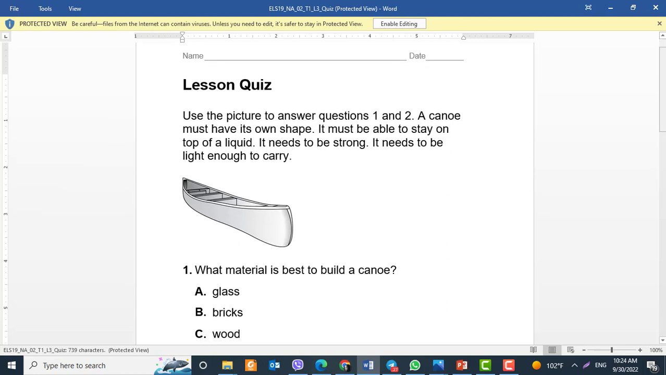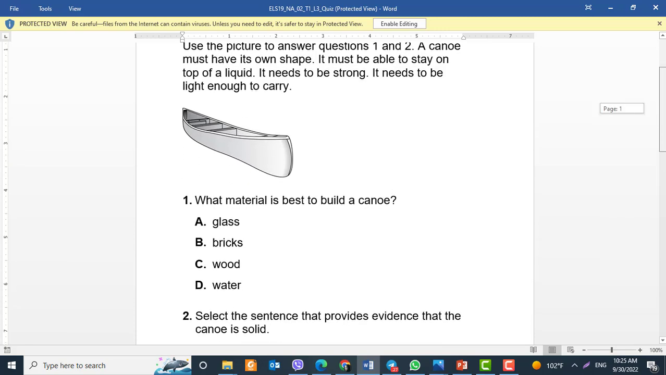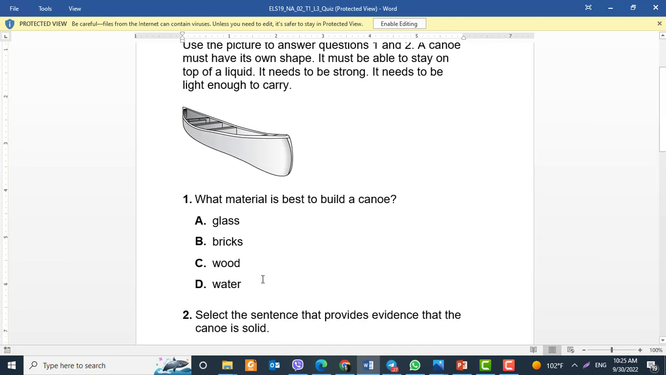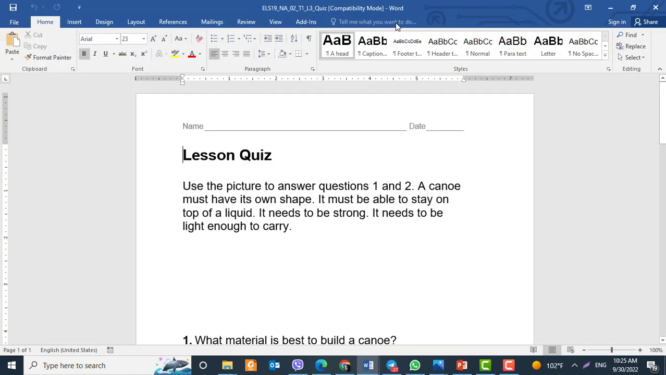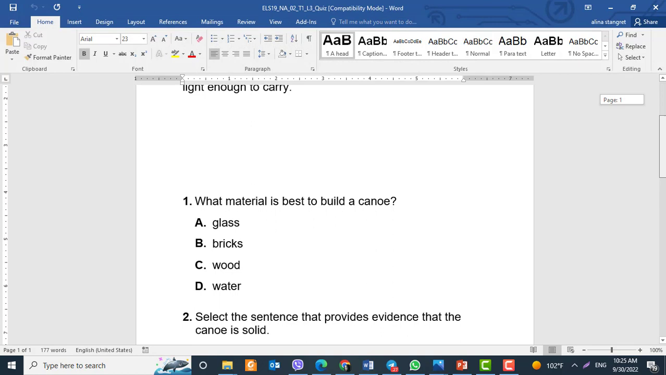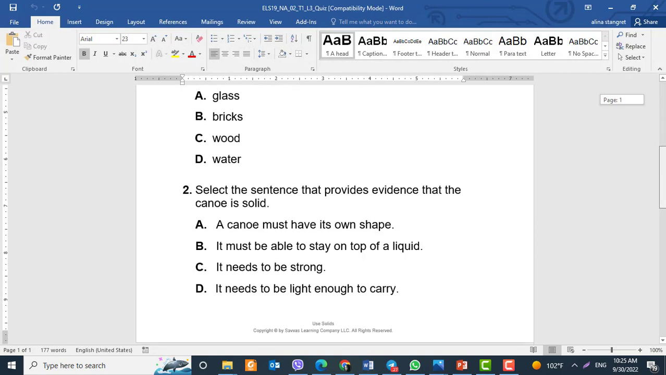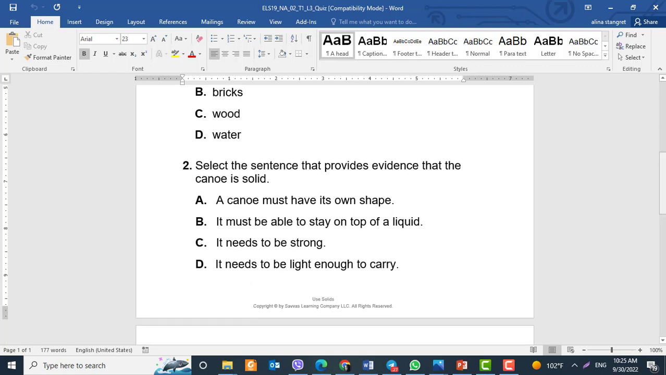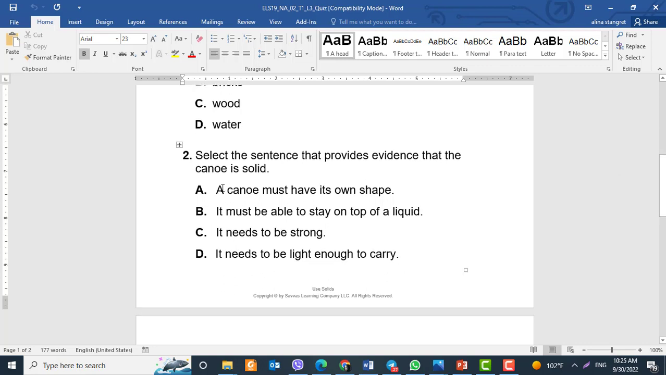Here we can see a picture of a canoe. The best material for the canoe is wood, because wood is very light and wood floats. So number 1 is variant C. Select the sentence which provides evidence that the canoe is solid. We know about solid things that they have their own shape and they have weight. So answer A must be the right one. A canoe must have its own shape.